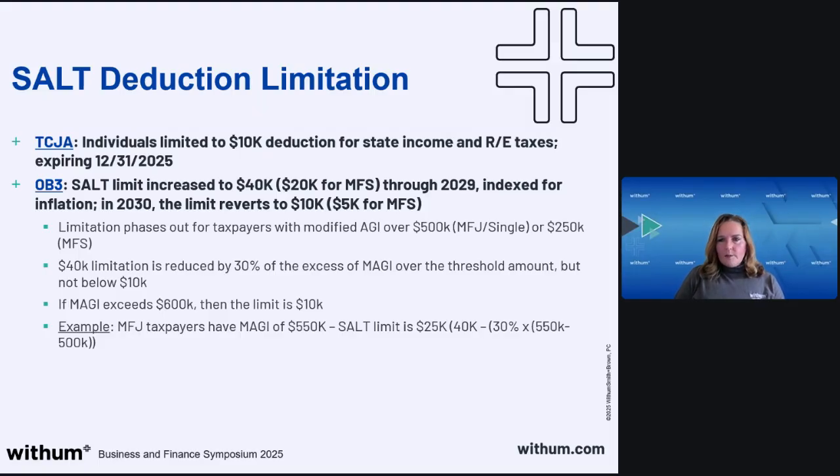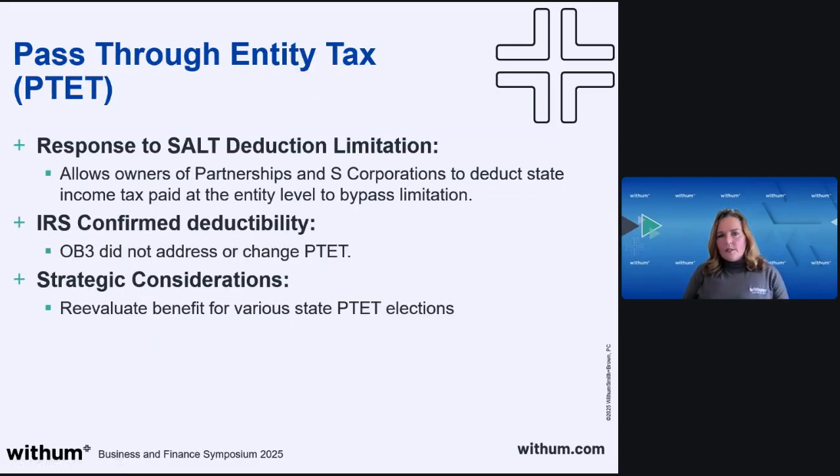The SALT deduction limitation was changed under the TCJA to $10,000 on the Schedule A that individuals were allowed to deduct, and under the OB3, it's increased to $40,000, is the gist. It does phase out beginning at $500,000, but that was a big impetus for instituting the pass-through entity tax election.